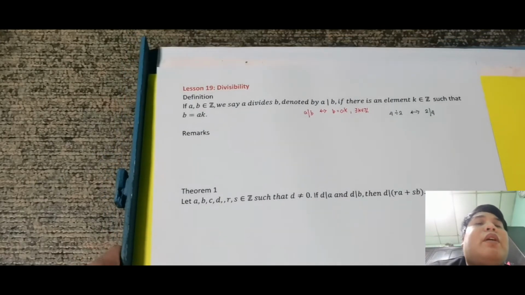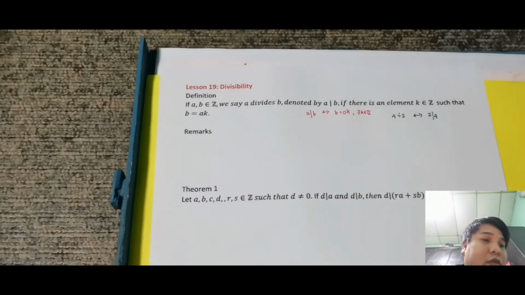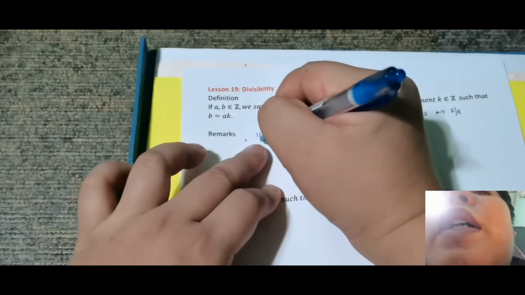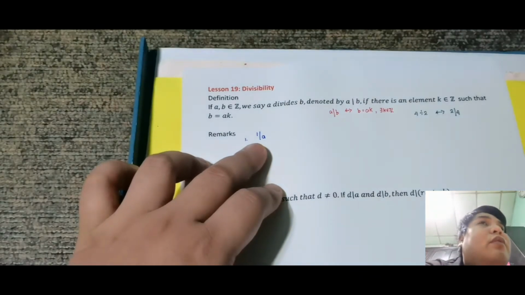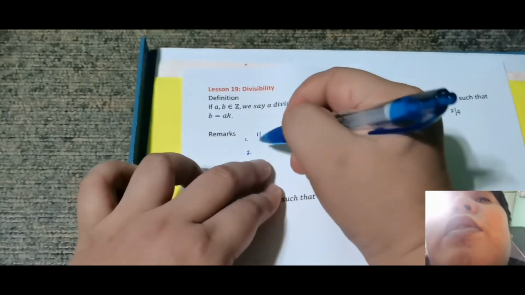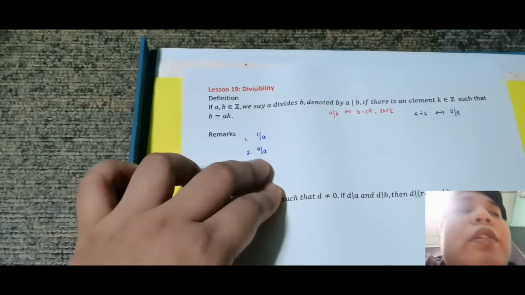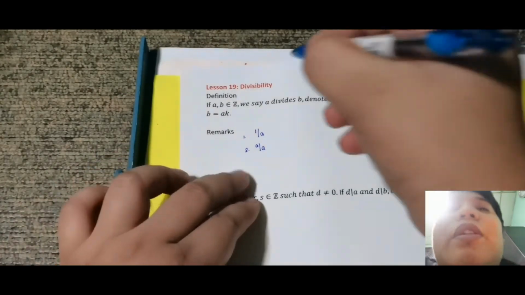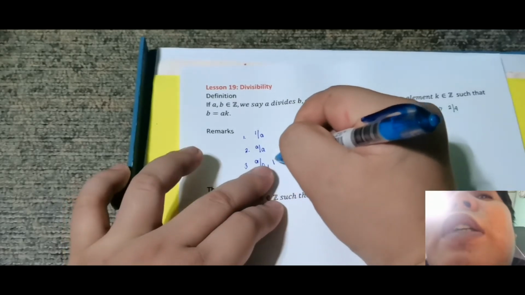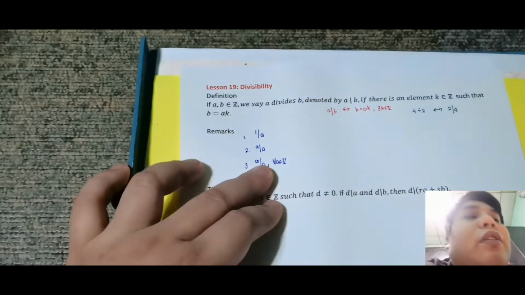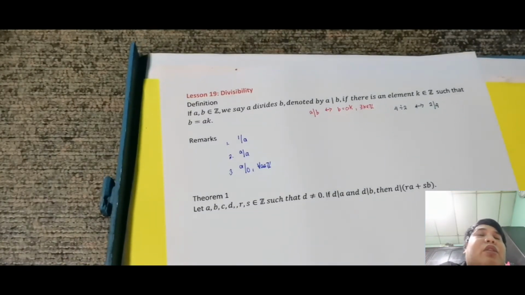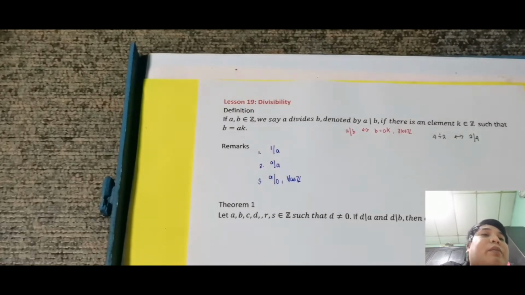Remark lang muna tayo konti. Remark number 1: 1 divides A, so any number is divisible by 1. Number 2: A divides A, so divisible ka sa sarili mo. Number 3: A divides 0 for all A element of integers. So 0 is always divisible to any number. Sabi nga, 0 is also a multiple of any integer.